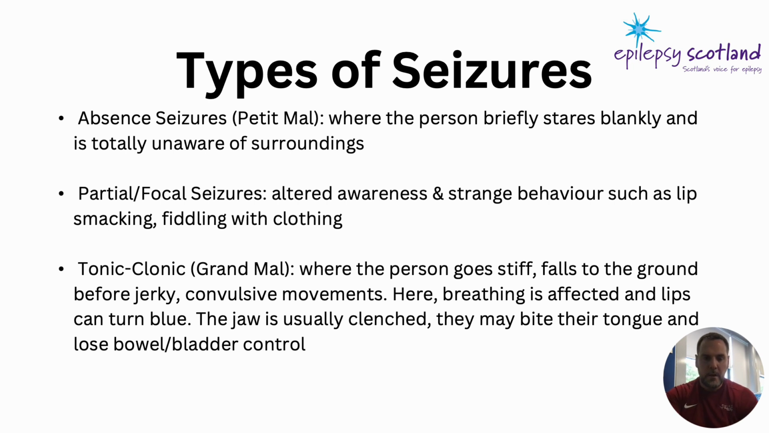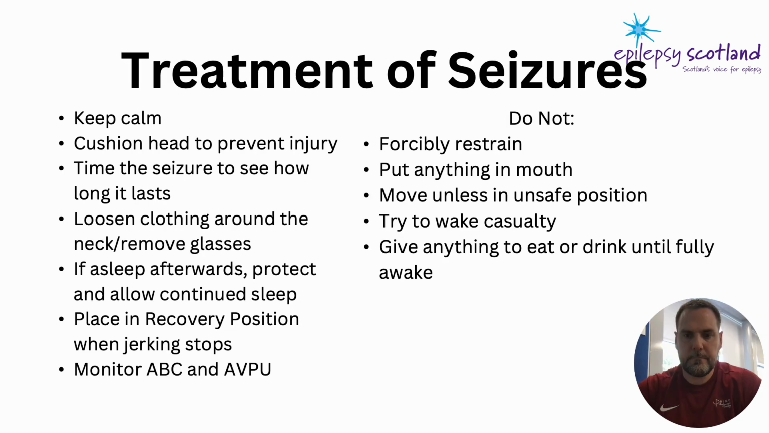Your tonic-clonic seizures or your grand mal seizures is where the person goes very, very rigid, they'll fall to the ground. They then go through this convulsive jerky phase, so the fitting phase. So breathing's affected, the lips can turn blue, the jaw is generally clenched, so they might burst the inside of their gums or bite their tongue. So there's quite often kind of frothy, bloody saliva as a result of that, and they can lose control of their bladder and or their bowels as well.